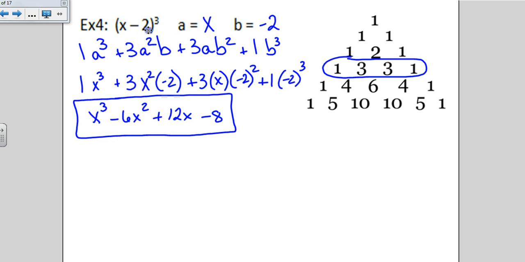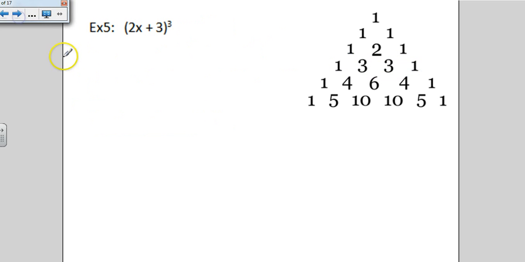Now remember, the other way to do that would be to take x minus 2 times another x minus 2 times another x minus 2. So in that case, some people might argue that maybe it's faster to use Pascal's triangle to expand that binomial. So unfortunately it's not up to you. When you do your homework, you're going to have to show me the binomial expansion using the triangle. You can't do it the old way.